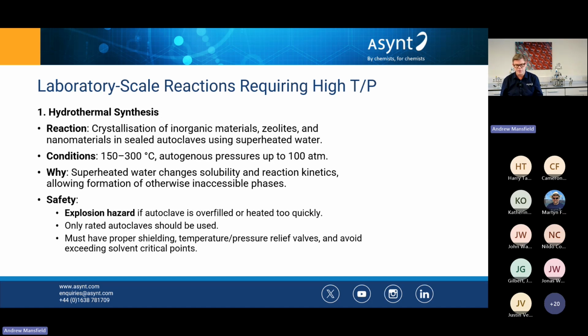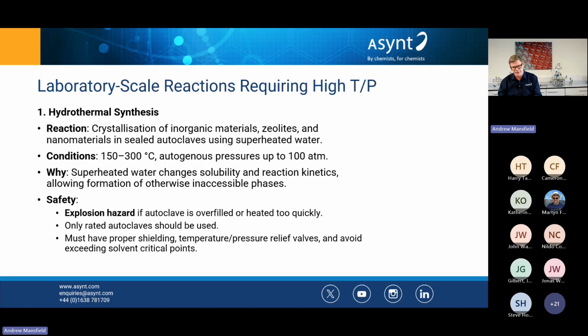So we do have explosive hazards if our reactor, our autoclave, is overfilled or heated too quickly for these types of reactions. So we only use rated autoclaves, and there is a consistent theme through lots of these reactions: that we need reactors that we are confident have the certification and the pressure and temperature ratings that we want to carry out our reactions under. So we should only use rated autoclaves with these types of reactions.